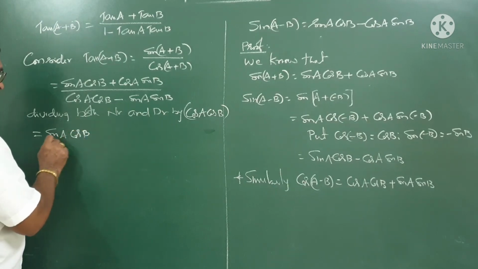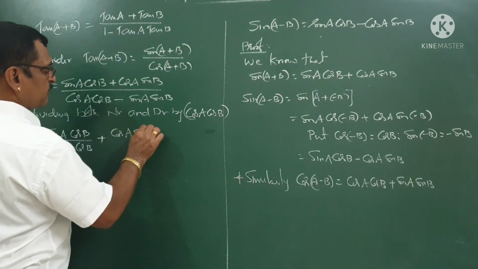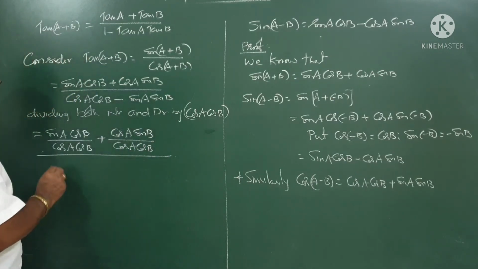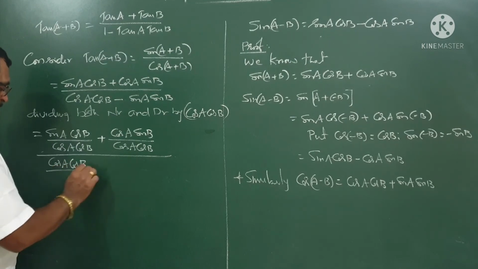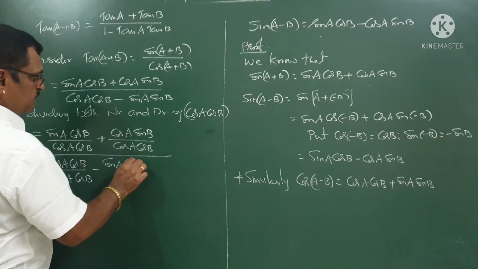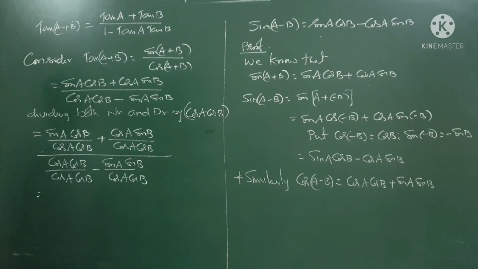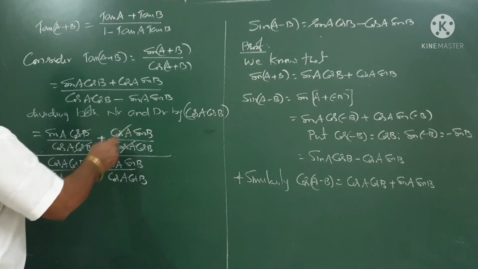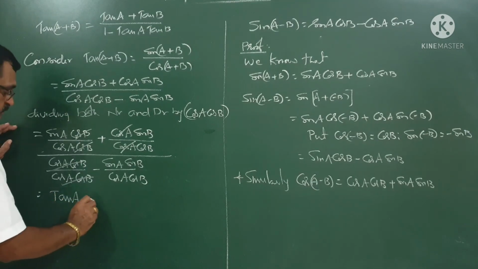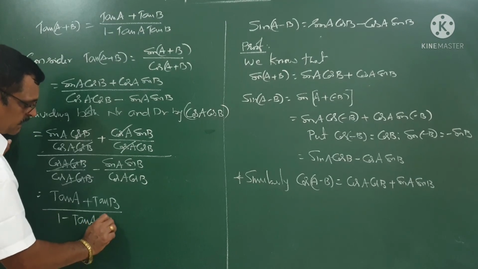If I do so, we get sin A cos B by cos A cos B plus cos A sin B by cos A cos B, upon cos A cos B by cos A cos B minus sin A sin B by cos A cos B. Now I can cancel cos B and cos B, cos A and cos A. After doing so, I get sin A by cos A, which is nothing but tan A. Of course, this is tan B, by 1 minus tan A tan B.